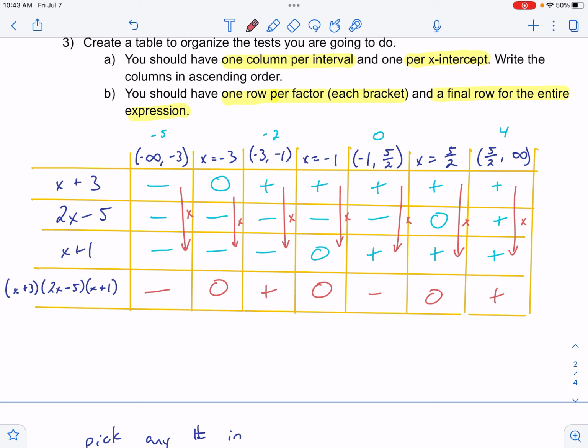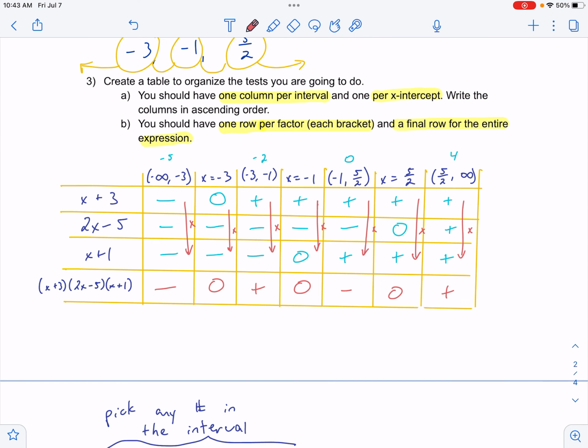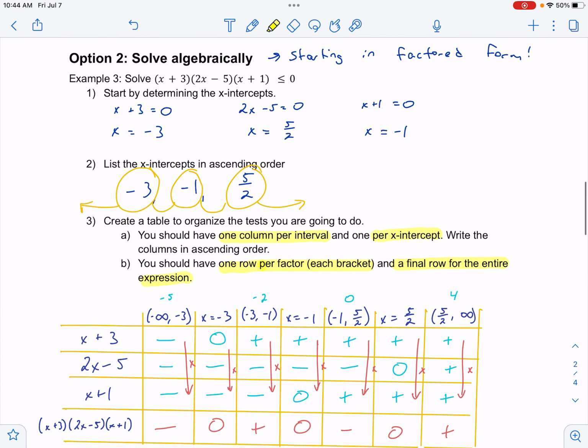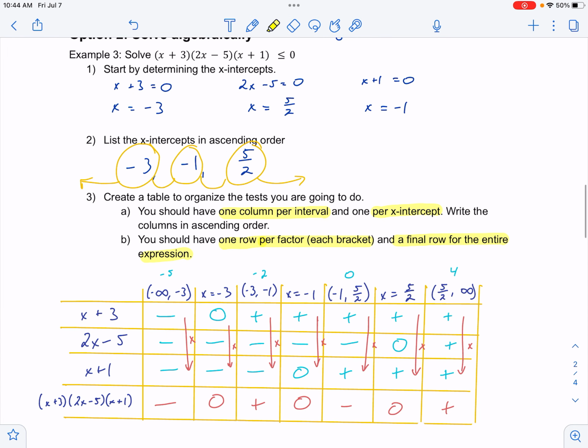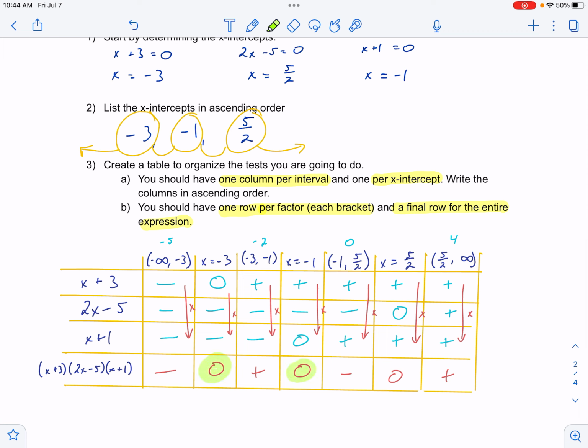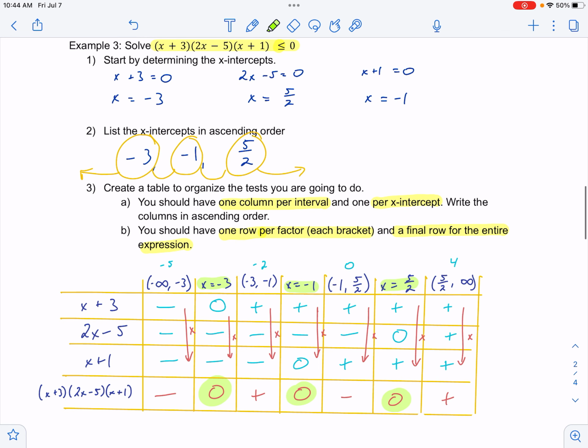Now we need to actually use this information to answer the question. What even was the question? We need to determine which intervals fulfill my original expression. What was my original expression? What is this question even asking me? This question is asking me when my whole function is less than 0, or when it's equal to 0. When does that happen? Well, it's equal to 0 here, right? At all of the x-intercepts, it's equal to 0. That makes sense. The question is also asking me, when is it negative? Well, we've got a negative here, and we've got a negative here.